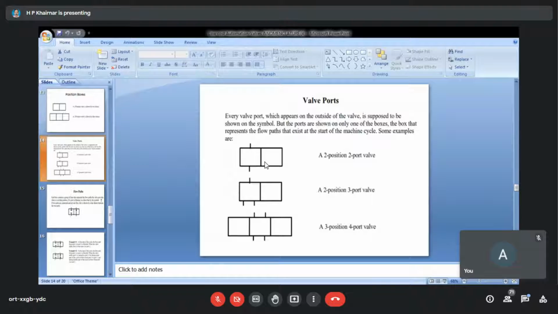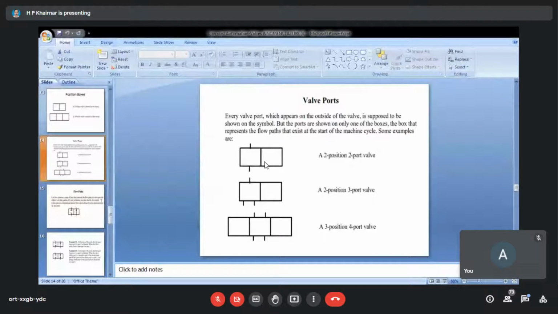This is something you will have to keep in mind. Most of the time students commit this mistake. They indicate connections in both squares at the same time. This is not possible. At the same time, you can have either on position or off position. You cannot have both at the same time. Like earlier we have seen, P is connected to A is okay, but P cannot be connected to A as well as B at the same time. That condition we cannot show.